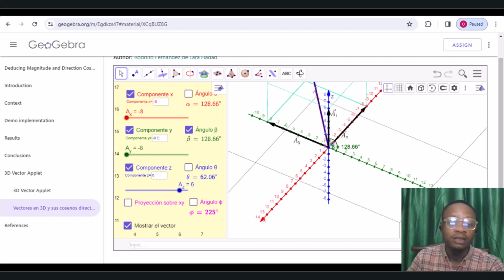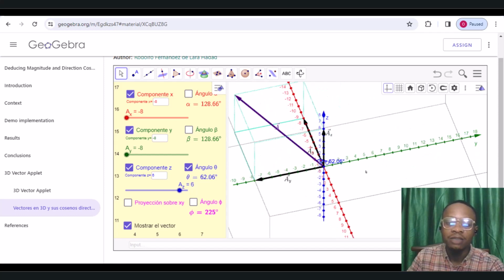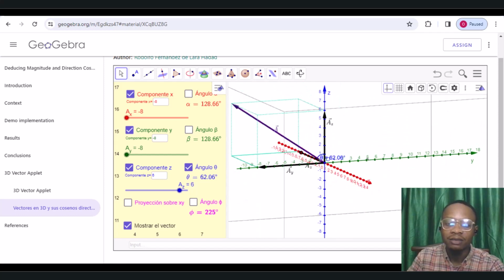For the component that is positive, of course, we expect that it should give us an angle that is not up to that. So we can see it is not up to 90 degrees. This is 62.06 for the z component, the angle it makes with the z-axis. That's quite obvious from here.